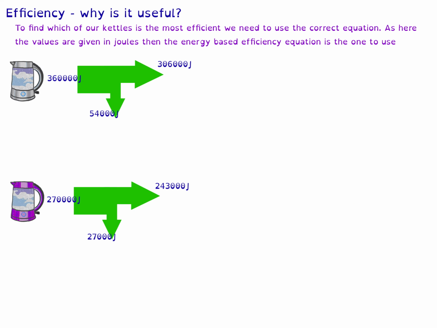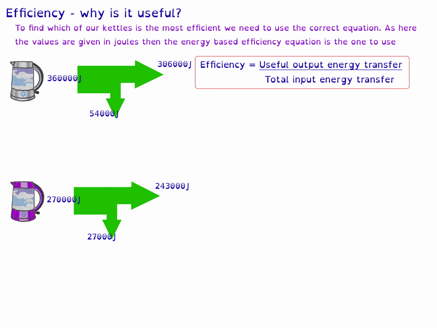To find which of our kettles is the most efficient, we need to use the correct equation. As here the values are given in joules, then the energy-based efficiency equation is the one to use. So we look at our energy diagrams, and we have our energy inputs, our useful energy outputs, and our wasted energy. So efficiency is the useful output energy transfer divided by the total input energy transfer.